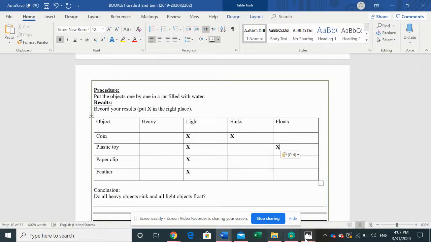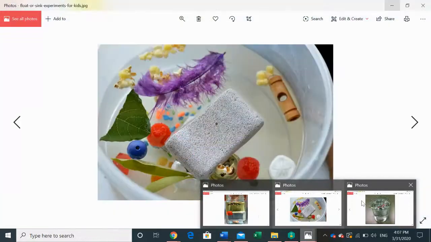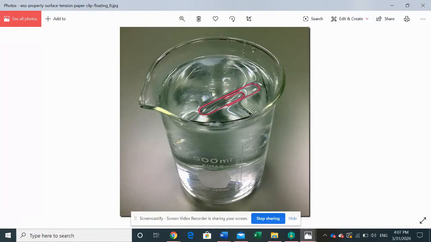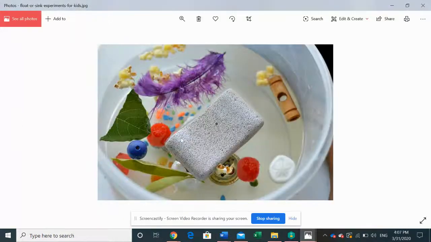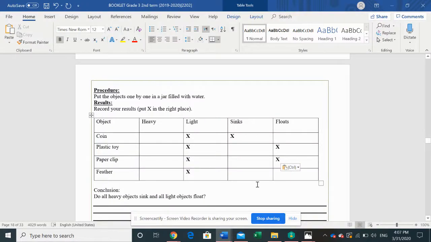Paper clip, take a look here, the paper clip stays on the surface, so it will float. And a feather, take a look at the feather here, the feather stays on the surface, so also it floats.